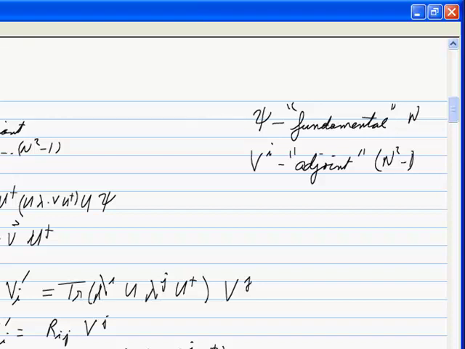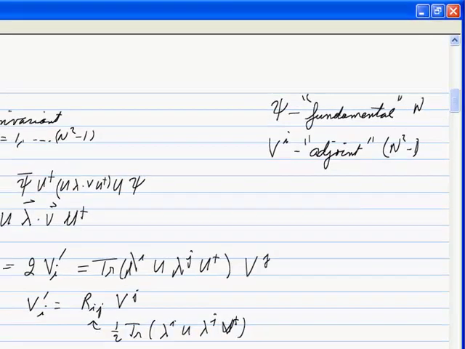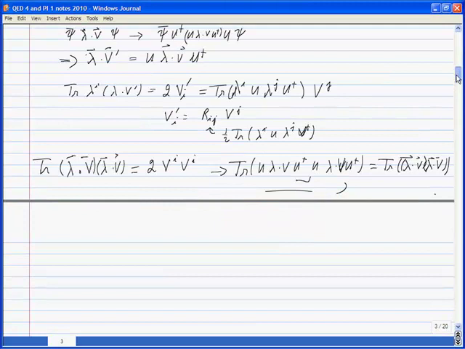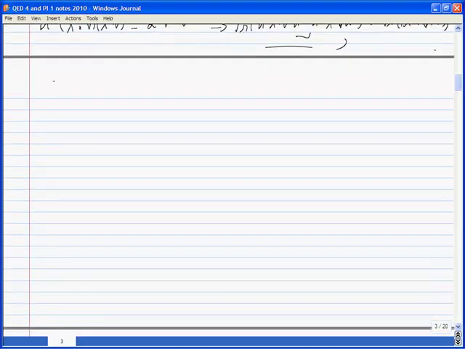Any questions about the group theory before I do Yang-Mills? Okay, so if not, let's do SU(N) gauge theory.